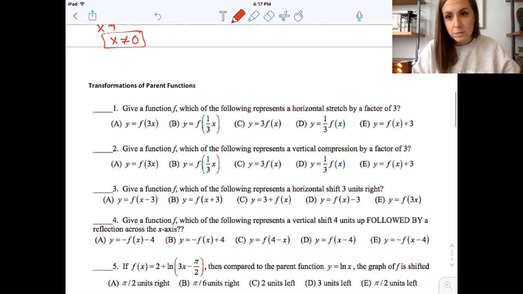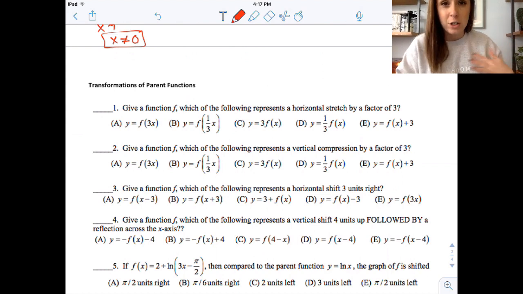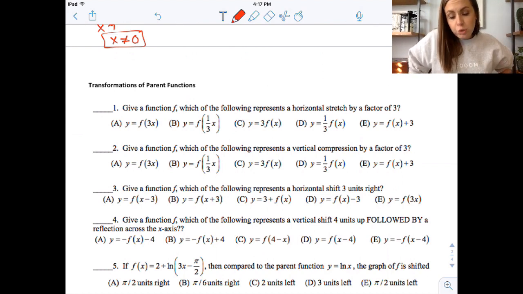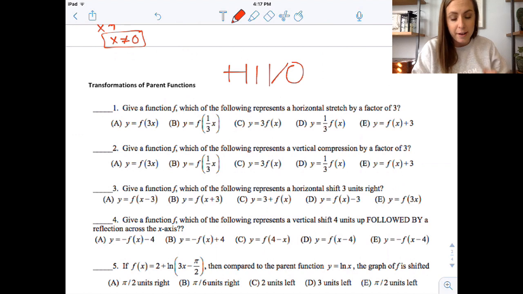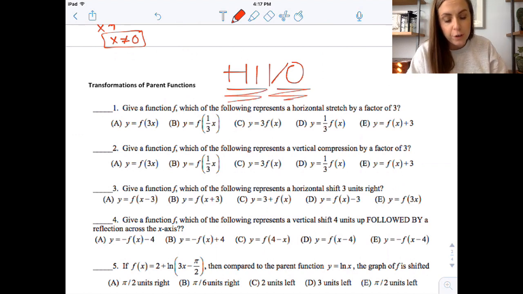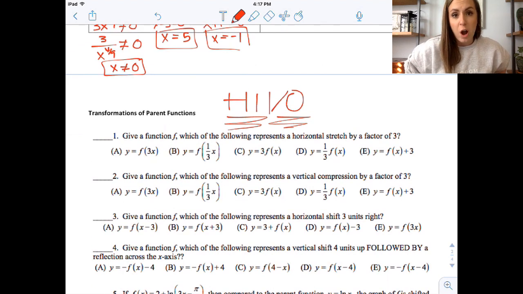All right, let's talk about transformations. And again, if you have questions, just send them my way. So transformations, remember we're talking about horizontal translations being inside, vertical translations being outside, right? Your horizontal ones are always sort of the opposite of what you think. Your vertical ones are always directly what you think. We're not going to do many of these. I actually think we're pretty strong at these, but let's make sure we're okay.